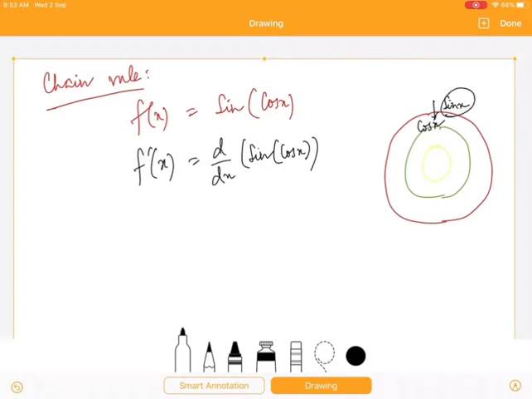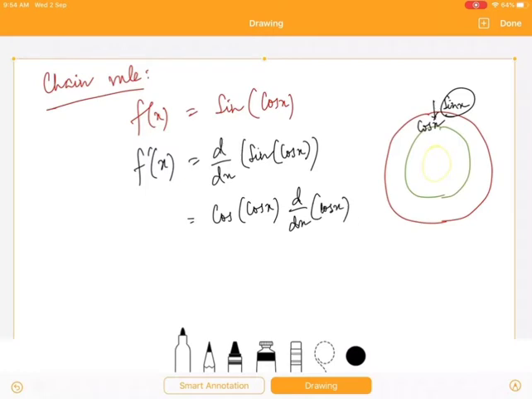But here we are not differentiating sine x, we are differentiating sine of cos x. So differentiation of sine of cos x will be what? Cos of cos x, right? And after eating, now my starter is finished. Now we go into the main course. So differentiation of cos x.